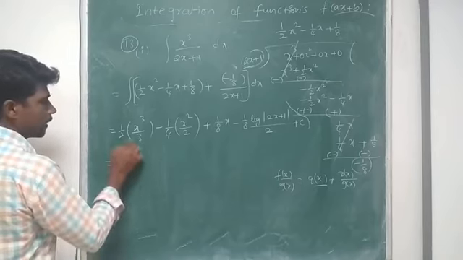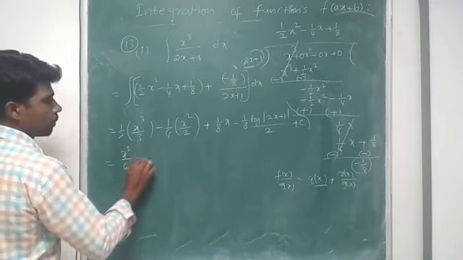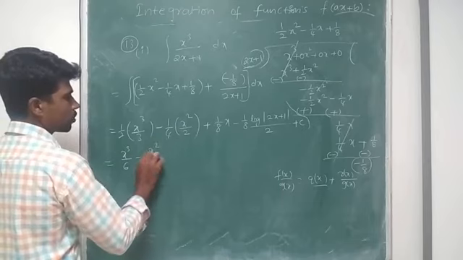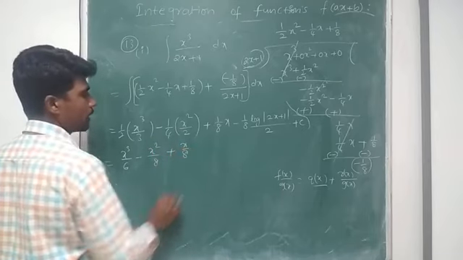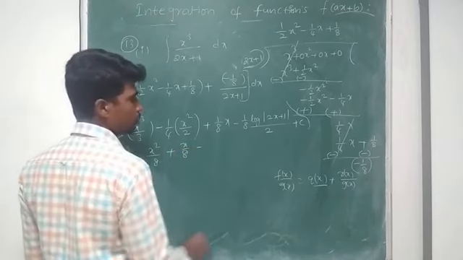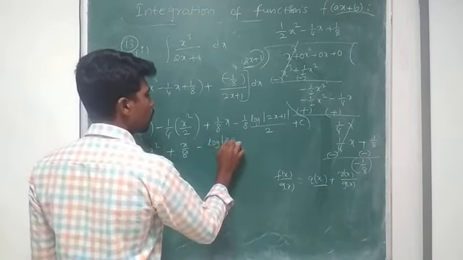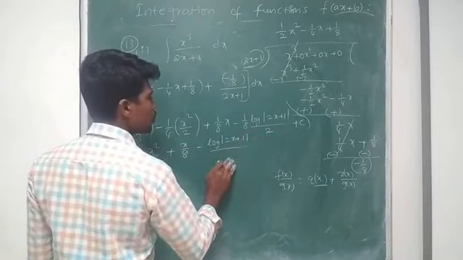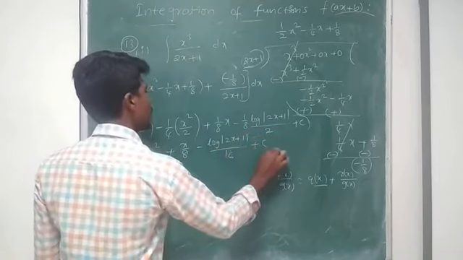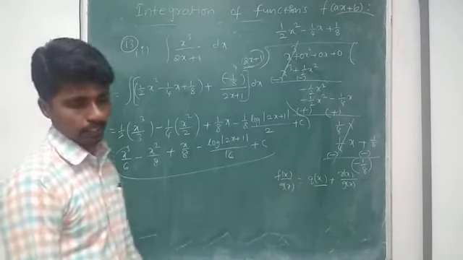So what is our final answer? x cubed by 6 minus x square by 8 plus x by 8 minus log mod 2x plus 1 by 2 eights are 16, plus some constant c.